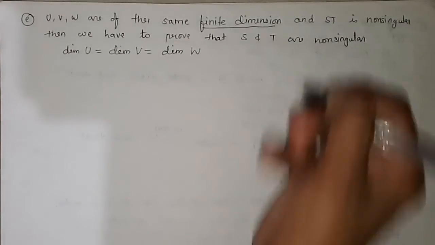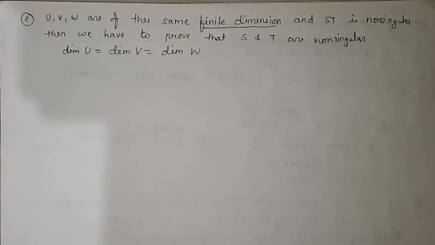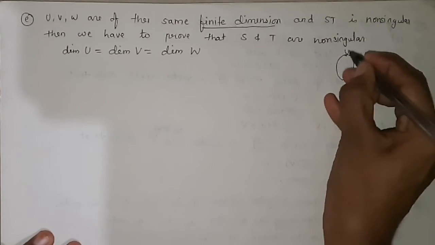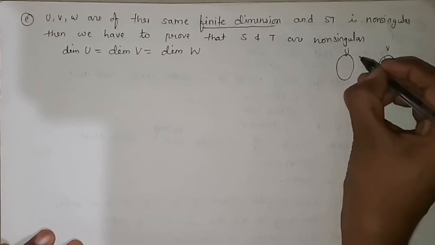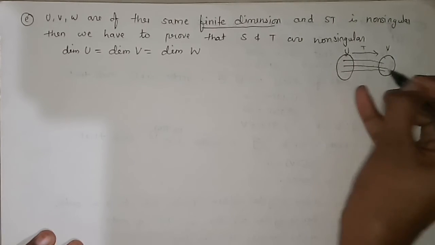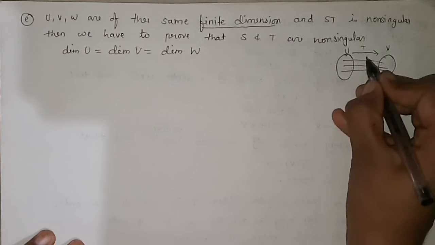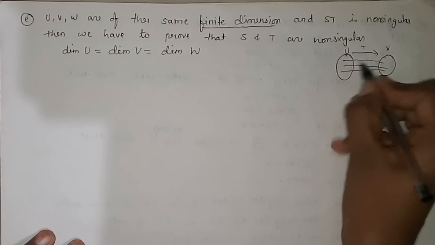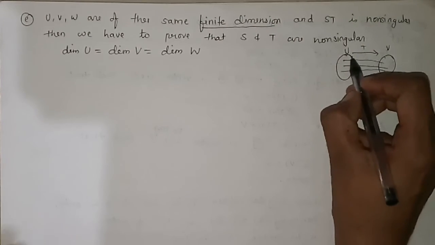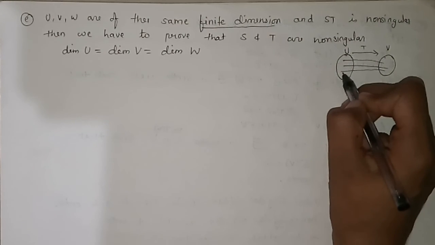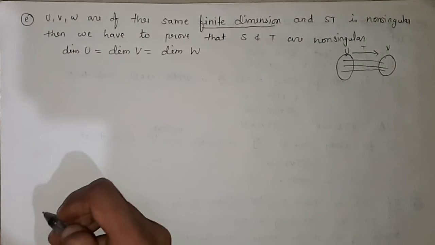So from this what we can conclude? We can conclude that if T is 1-1, then obviously T is onto, because dimension of U and V is equal. That is, suppose here it is U and this is my vector space V. This is mapping T. If T is 1-1, that means every element of U is related to V. But the dimension of both is equal, then obviously every element of V has its pre-image. Similarly for S, if S is 1-1, then obviously S is onto, and if S is onto, then obviously it will be 1-1.